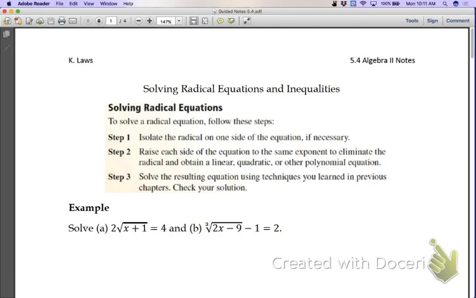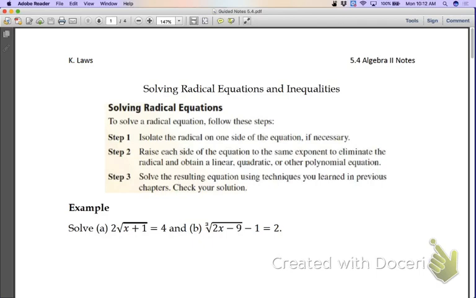Whenever we solve radical equations and inequalities, we'll spend 2 days on this, and then we'll go back to 5.3 and go from there. You'll have a little bit of time to review, or I'll give you a review over those 3 sections, and then a little mini quiz on, I believe, Friday. I have to check the calendar.